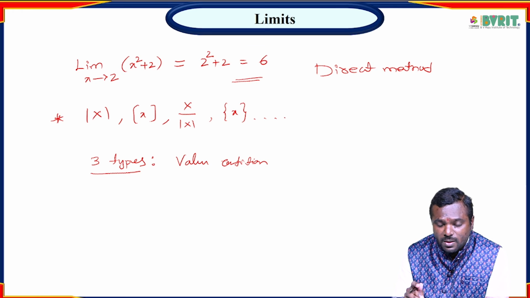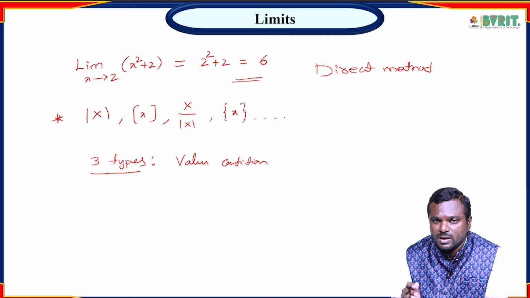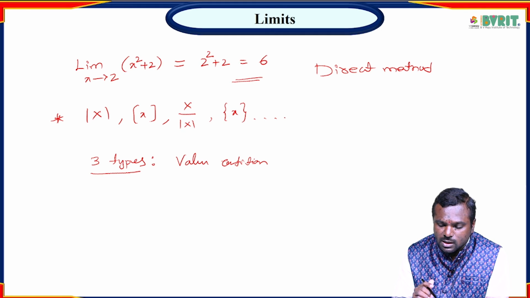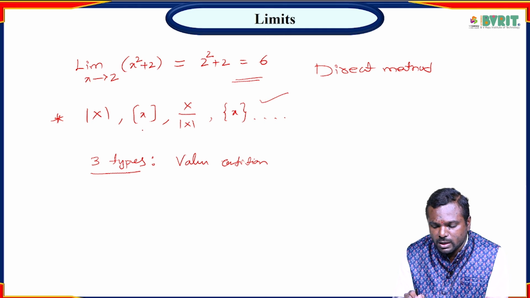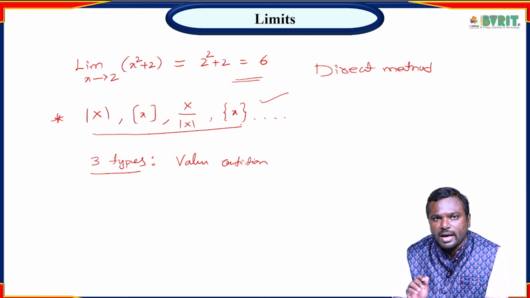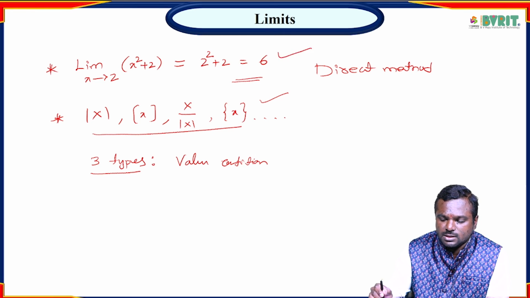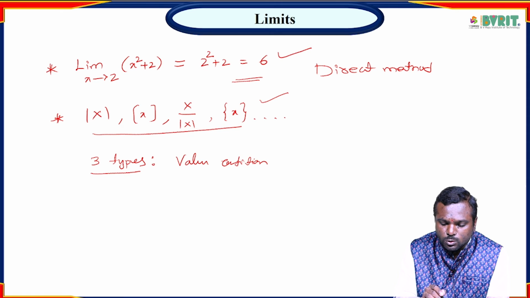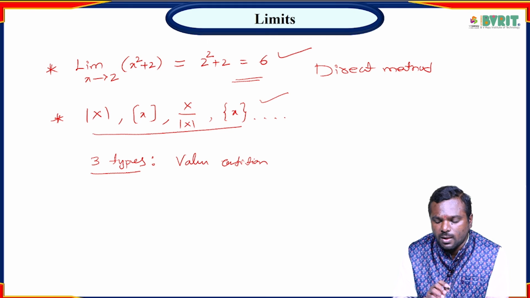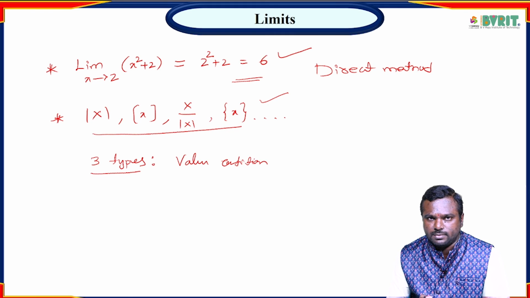The second method is the h method. Then h tends to 0 plus, f of a plus h, and h tends to 0 plus, f of a minus h. This method is exclusively to find the limit of mod x, greater integer x, x by mod x, and fractional part of x. Otherwise, we are using the direct method to find the limit. These are the three types of methods I explained.